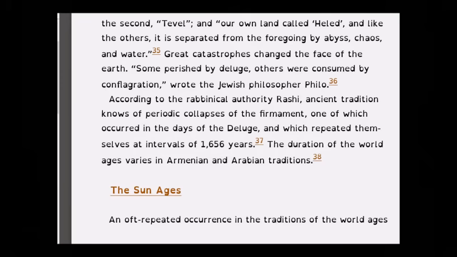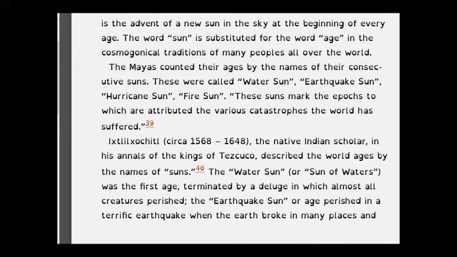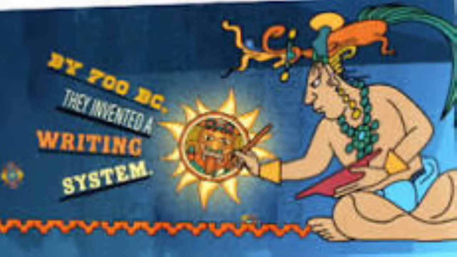The Sun Ages. An oft-repeated occurrence in the tradition of world ages is the advent of the new sun in the sky at the beginning of every age. The word sun is substituted for the word age in the cosmogonical traditions of many peoples all over the world. The Mayas counted their ages by the names of the consecutive suns.